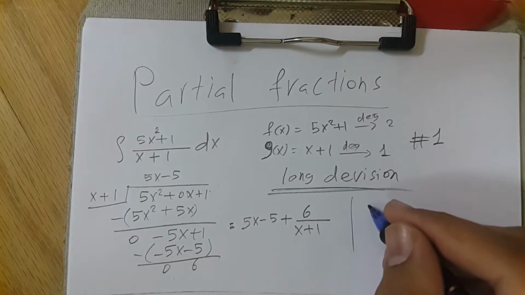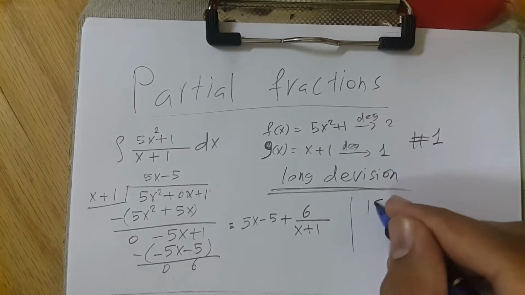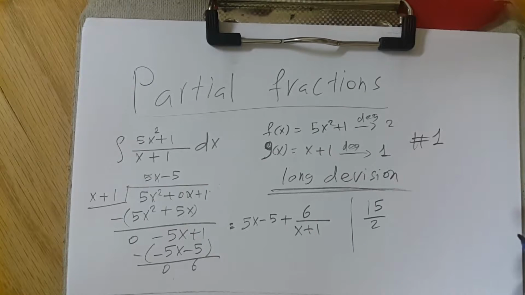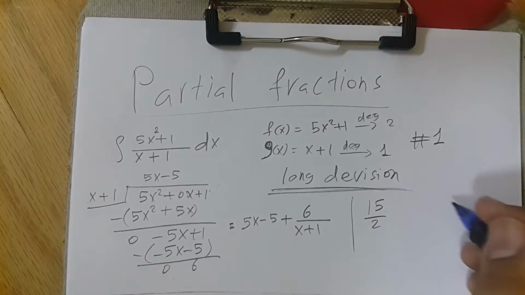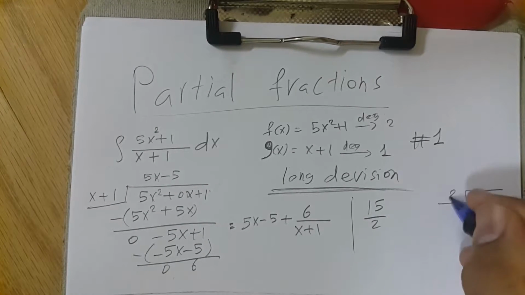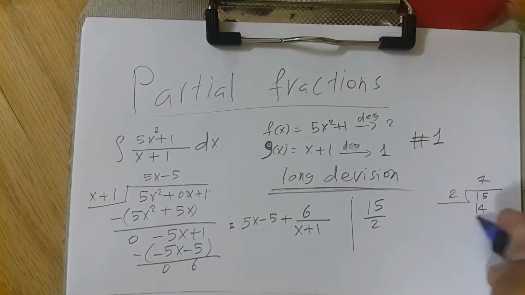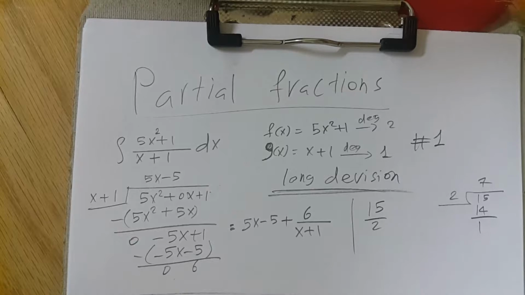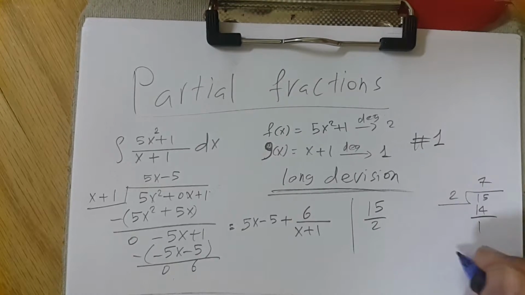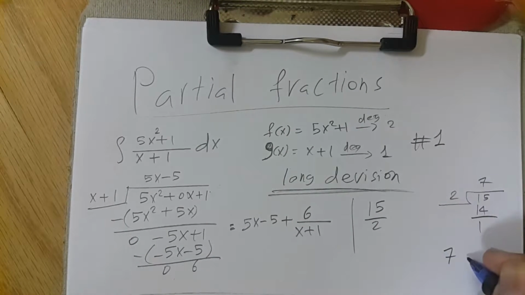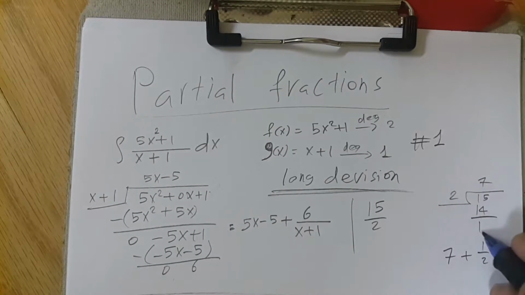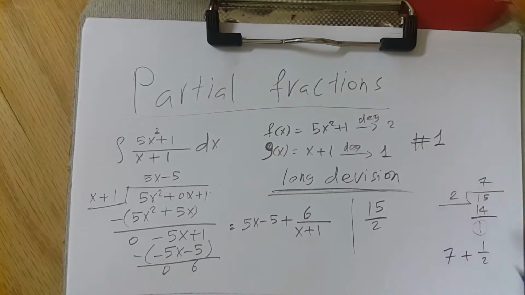Let's say that we have 15 divided by 2. Okay, let's do a long division. It is 2 and 15. We multiply by 7. We will get 14, and the remainder is 1. What is the result here? The result is 7 plus 1 divided by 2, right? The remainder divided by the divisor.